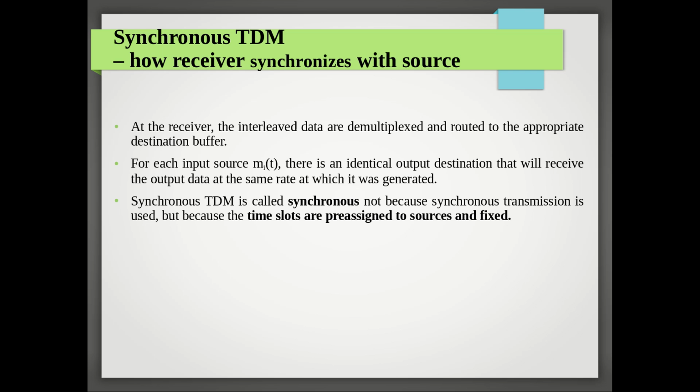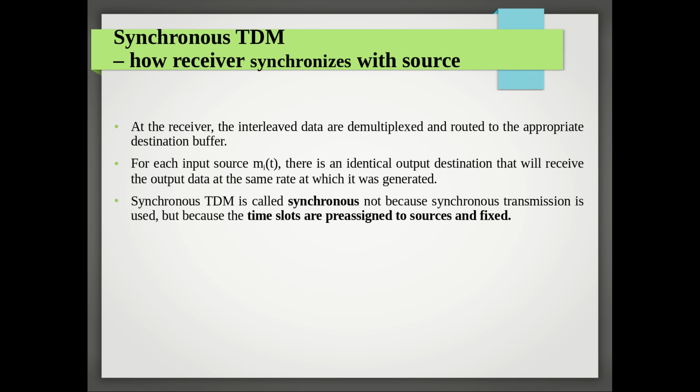pre-assigned. From the sender point of view, say there are 6 senders that want to send data, there are 6 slots allotted in a frame. Similarly, at the receiver side, the frame is coming, and it will divide that frame into 6 slots, and the information contained in each slot will be delivered to that particular receiver. So that is how we are achieving this synchronization.